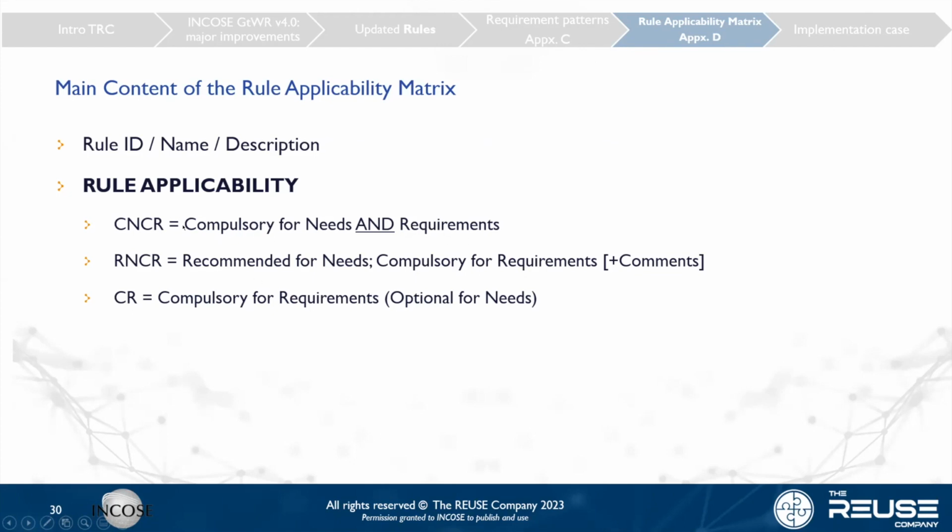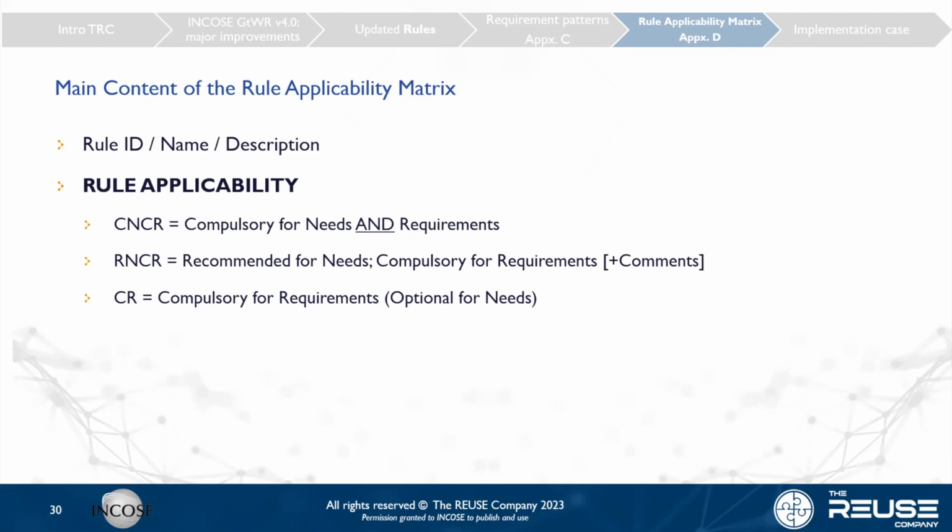Some rules might be recommended for needs. In this case, we consider that some rules might be too strict when drafting a set of needs, and we don't want to slow down the process of stakeholder needs definition. So sometimes we would loosen the quality assessment a little, and then apply some more rules in requirements definition.